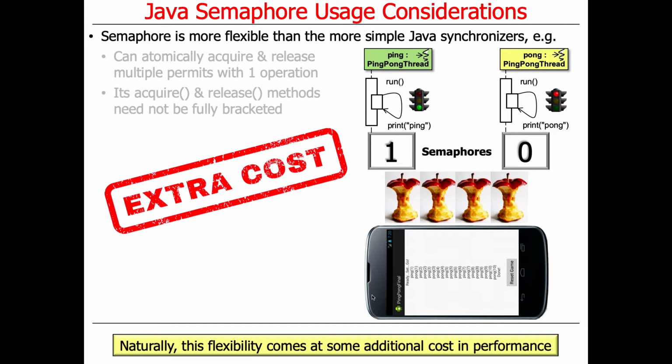So if you're just trying to provide synchronization, if you're just trying to protect a critical section from concurrent access, stick with reentrant locks, stick with synchronized statements. But if you're trying to do something more powerful, then semaphore might be for you.